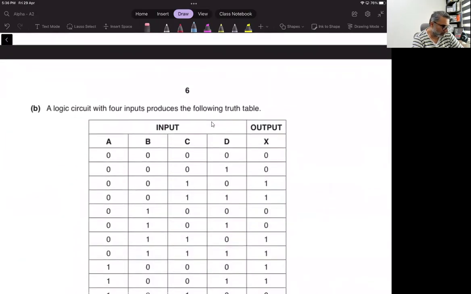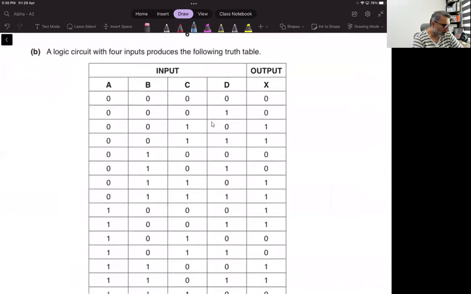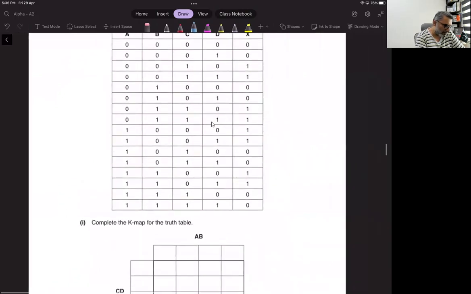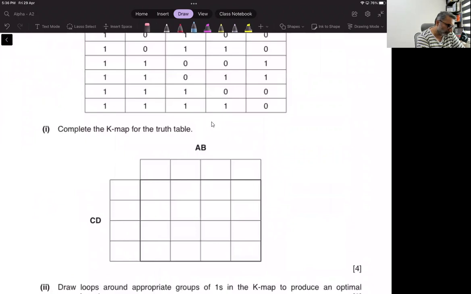Now, part B. A logic circuit with 4 inputs produces the following truth table. Now, complete the K map. All right. So AB: 0 0, 0 1, 1 1, 1 0, numbered 0, 1, 3, 2. Whenever we put these numbers, we put them in a way that there is always only one single change among all the inputs. So 0 0 to 0 1, then 0 1 to 1 1, and then 1 0. Okay, that is how it works.